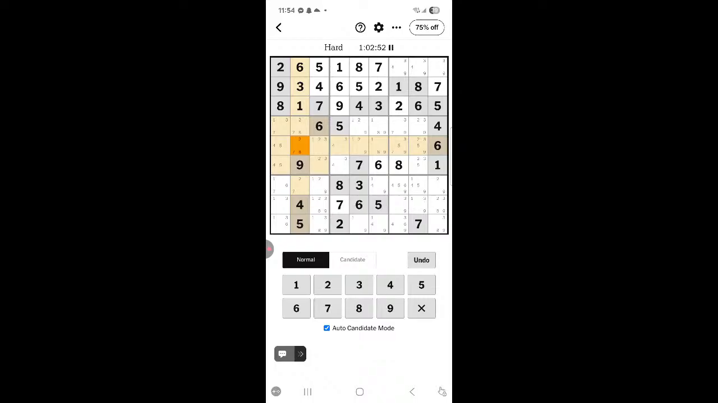Did you know that you can cross out your candidates? Because if you candidate this in the 1, you have a blank candidate 1. And if you auto, you flip it.